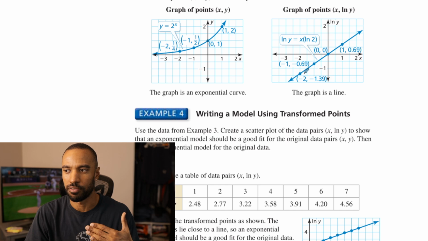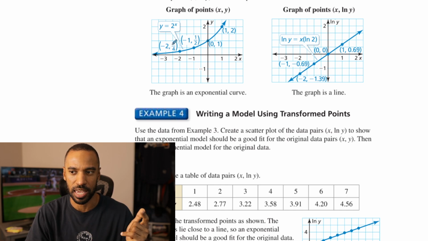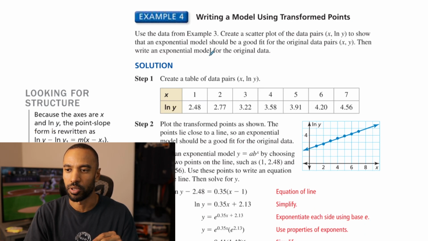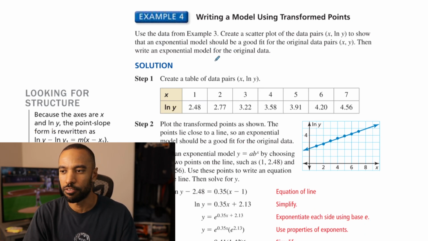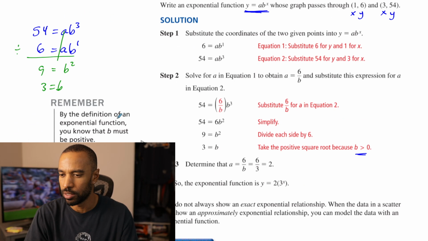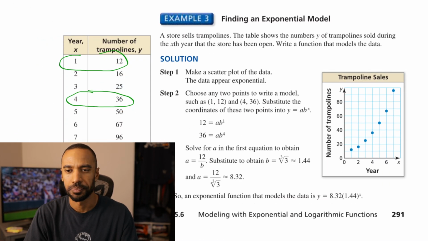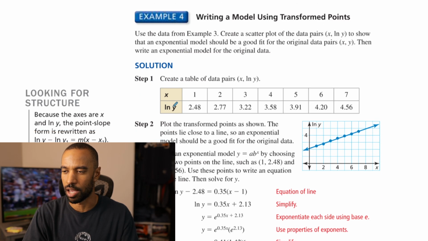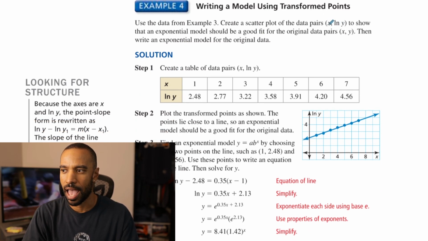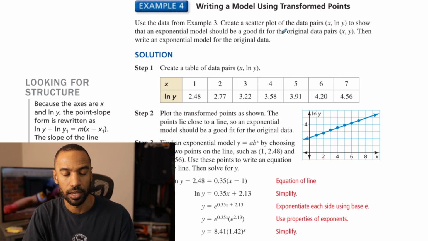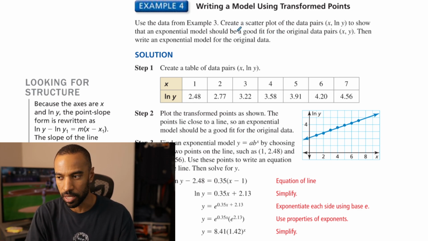Here's an exponential curve, and here is their line that's represented by taking the natural log of these y values here. Let's see what their example looks like. Use the data from example 3, create a scatter plot of the data pairs. Was example 3 the trampoline one? Yes, it was. So use the trampoline stuff, create a scatter plot x comma natural log of y to show that an exponential model should be a good fit.